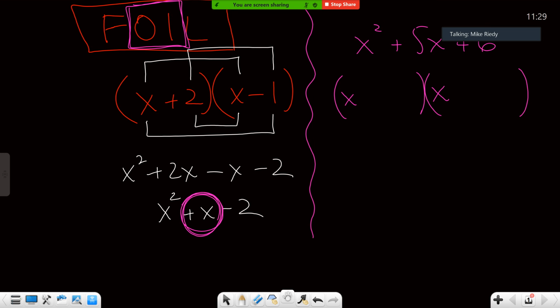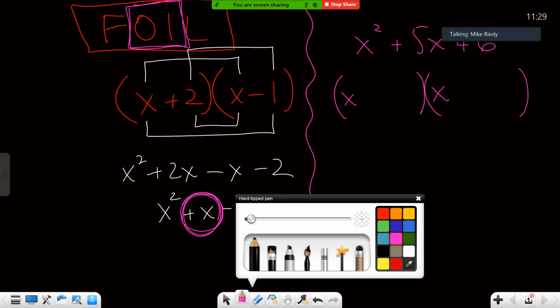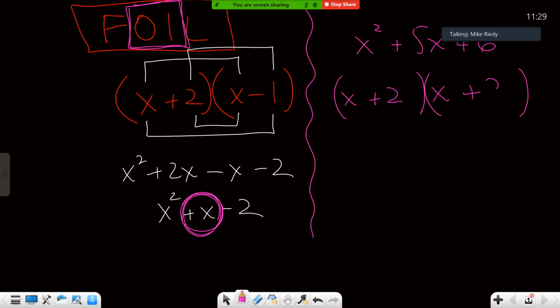Therefore, this becomes +2, +3, and we're good to go. Okay, now, what does that mean? And what did it mean when I talked about the OI term? Well, this is what I can use to check my OI term. I know that the answer, the 6, is good to go, because I know that 2 times 3 is 6.